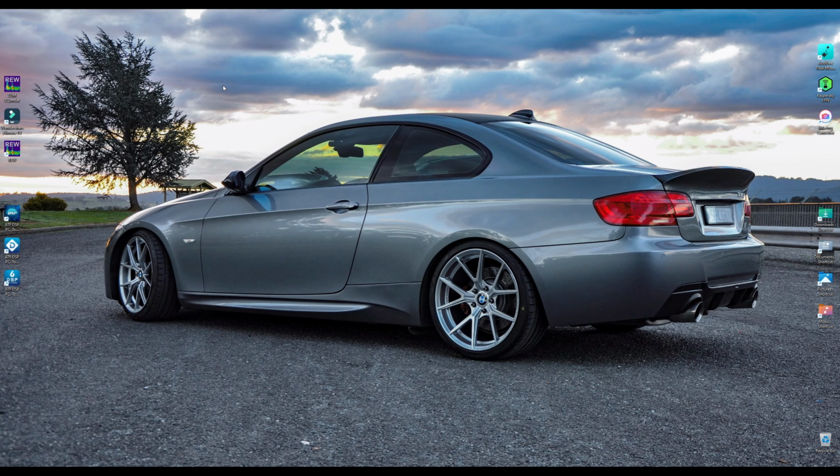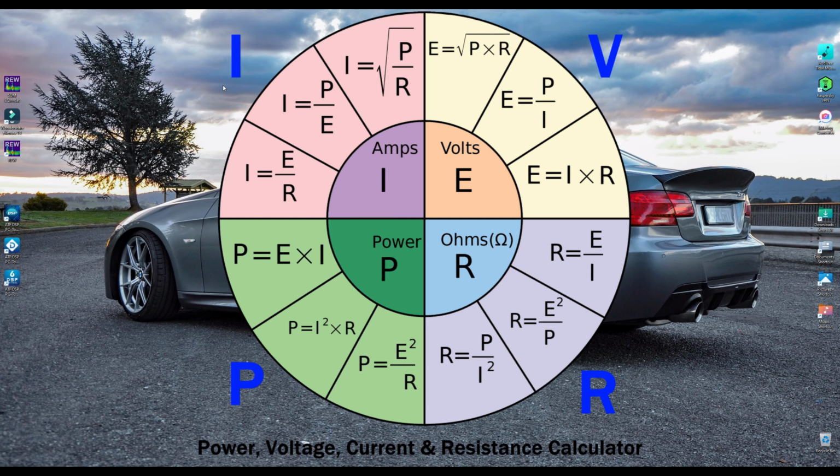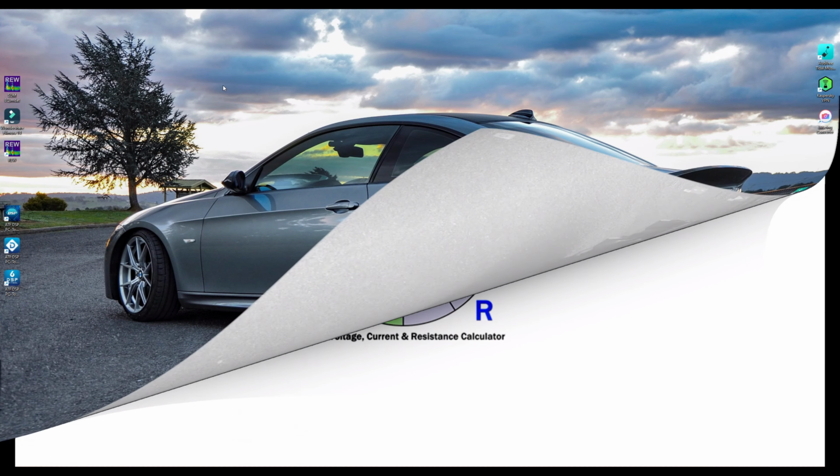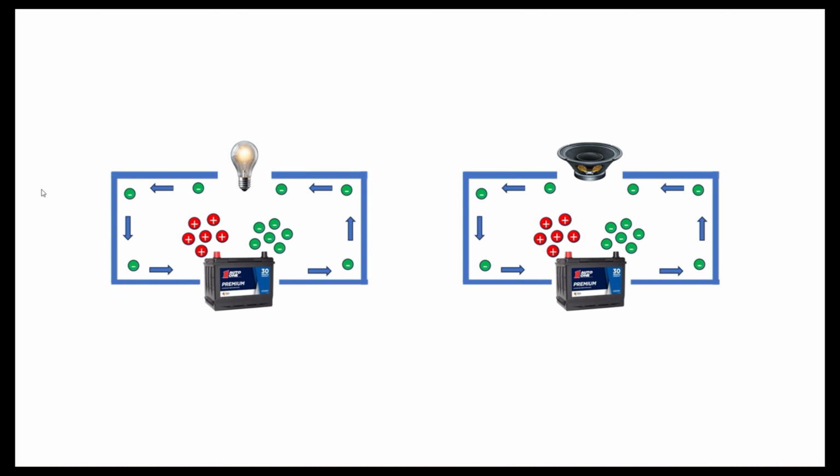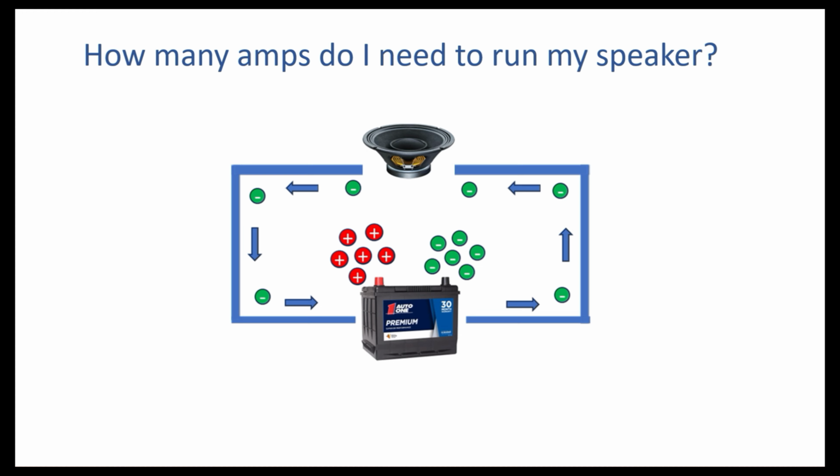So now that we've got our heads around these common terms, let's look at some real life practical examples of how we apply these terms in car audio. Let's take the circuit that we've been looking at and replace our light bulb with a car audio speaker. One of the questions that we might have is, how many amps do I need to run my speaker? Well, a speaker is an electrical device just like a light bulb.